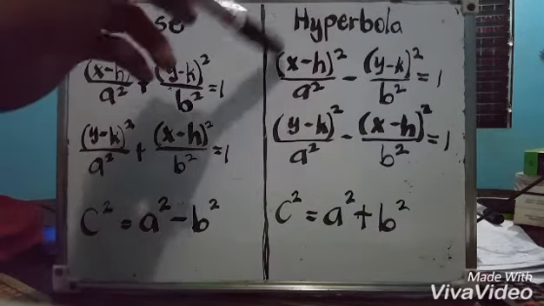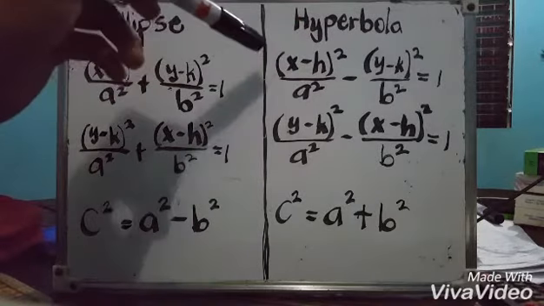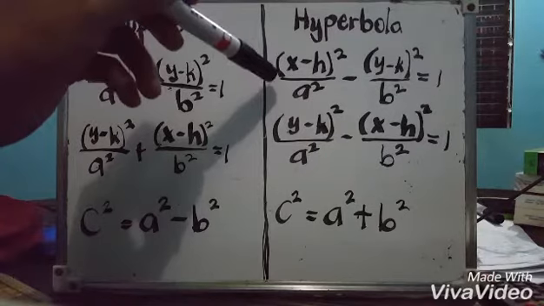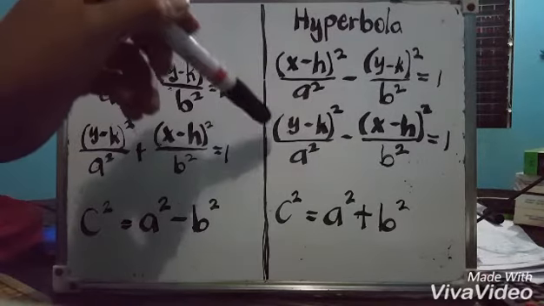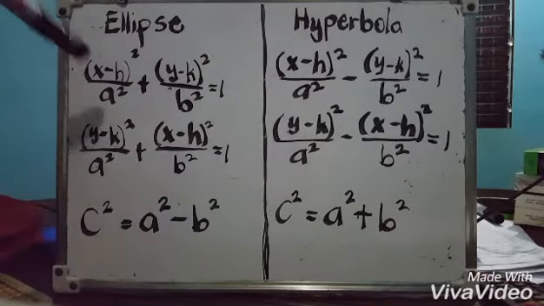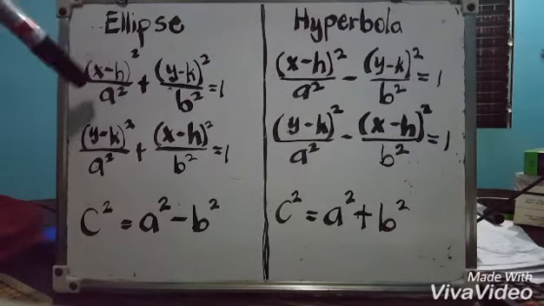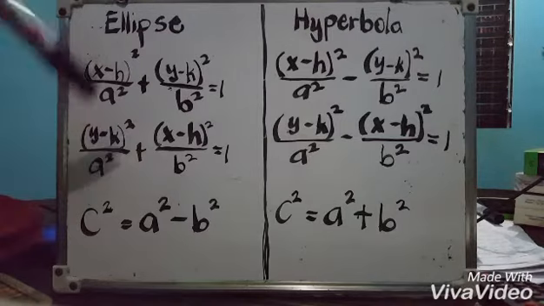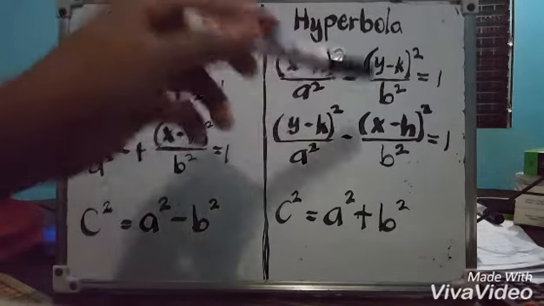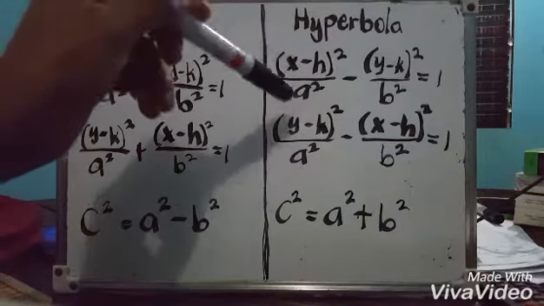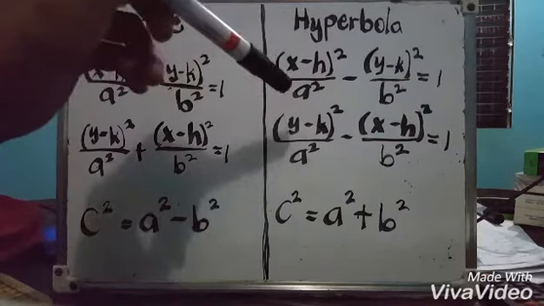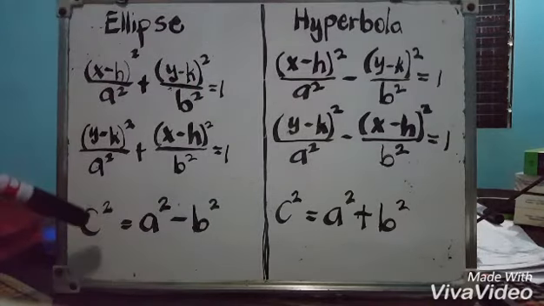Now, for this one, class, for a hyperbola, kung kinsa ang naka-positive, class, that's automatically, or the denominator sa naka-positive will automatically become a squared. Compared to ellipse, that the bigger denominator will always be a squared. So again, as I have mentioned a while ago, a squared here could be greater than b squared, or a squared could be less than b squared. Again, there is no comparison between a squared and b squared.